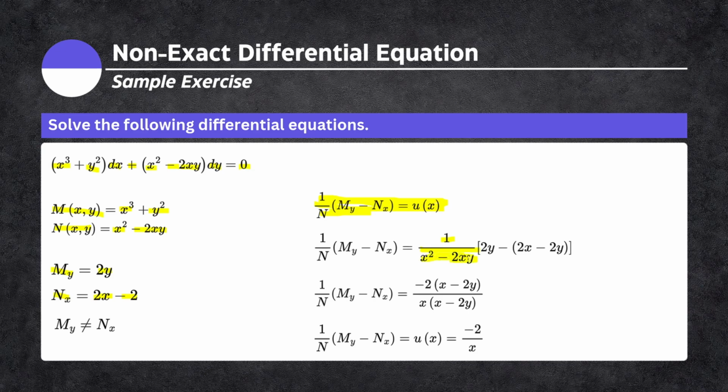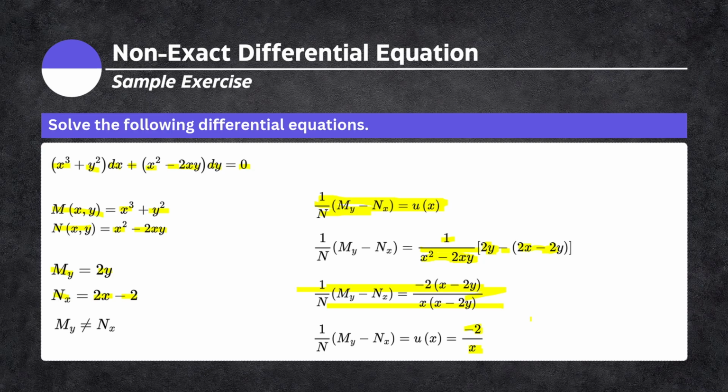Okay, that is the n function multiplied by m, the partial derivative of m with respect to y, which is 2y, minus the partial derivative of n with respect to x, which is 2x minus 2y. Further simplify and you will get negative 2 over x, and this will be our u of x. As you can see, in this expression, negative 2 over x, you can only see the x variable, and this means that it is a function of x only.